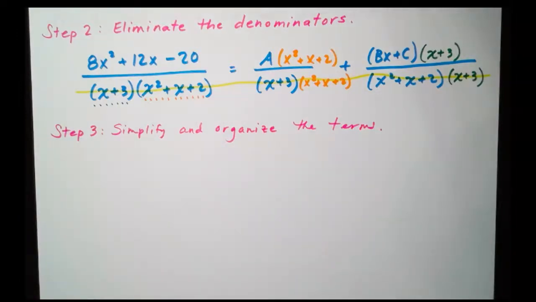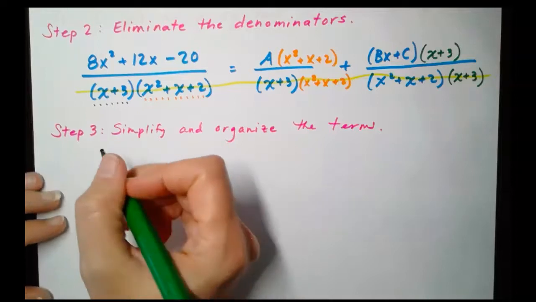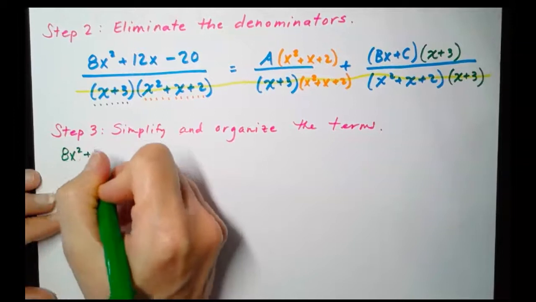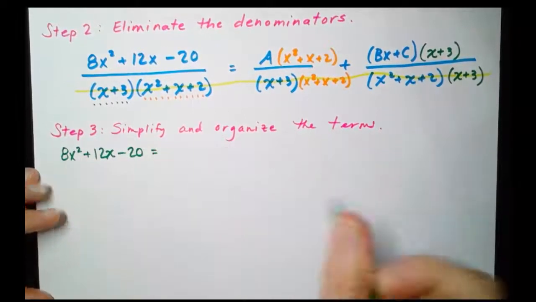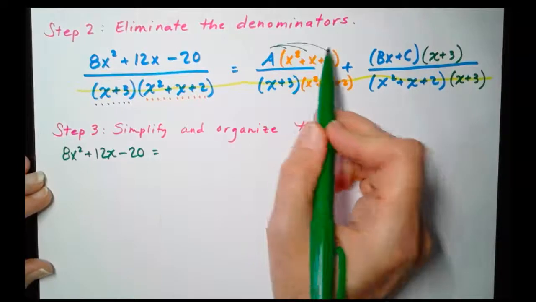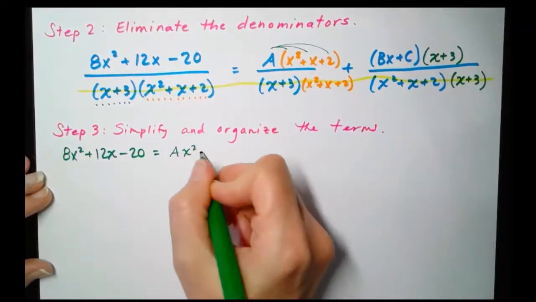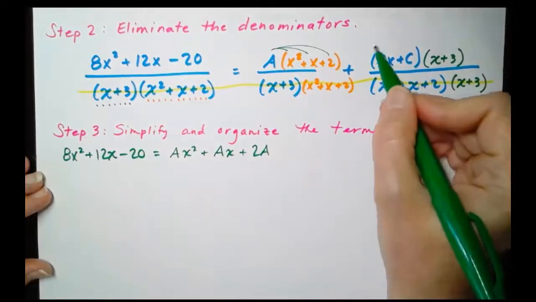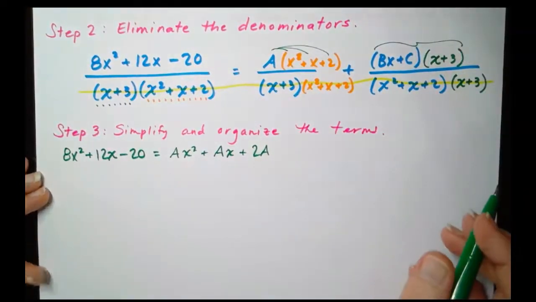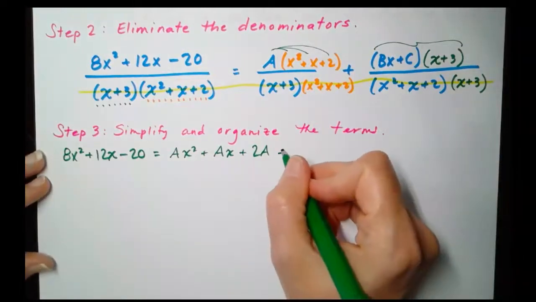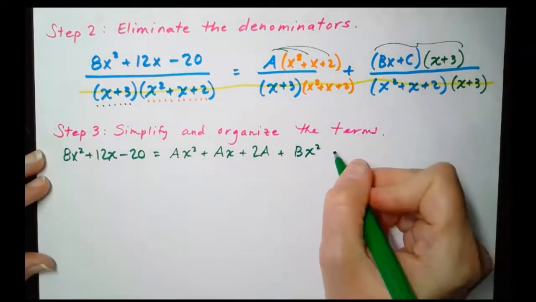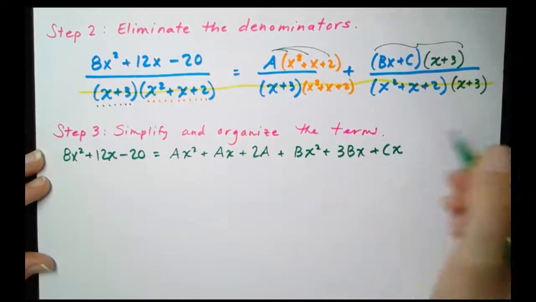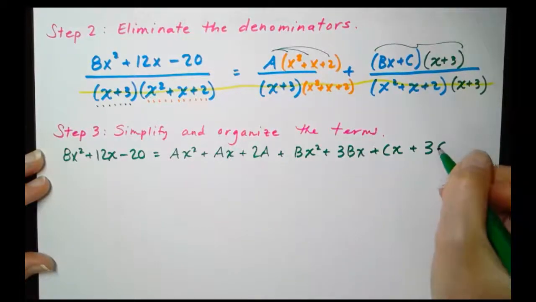Okay, so let's simplify and organize our information. So here goes. So we're keeping the left-hand side as is, and then we are going to distribute the A and get Ax squared plus Ax plus 2A. And here we need to use the distributive property twice, or the FOIL method, which will give us Bx squared plus 3Bx plus Cx plus 3C.